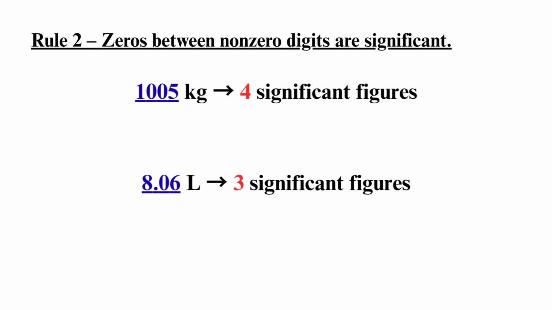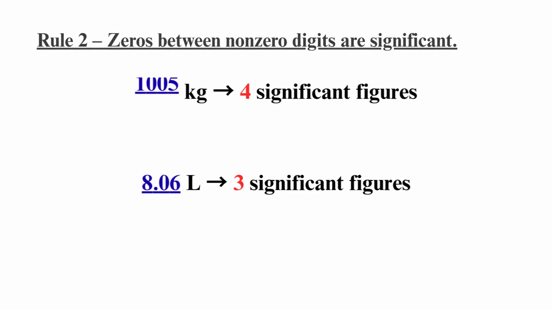Rule 2. Zeros between non-zero digits are significant. Zeros that appear between non-zero digits, often called captive or interior zeros, are always significant because they represent actual measured values rather than placeholders. These zeros indicate the precision of the measurement and the instrument's ability to detect detail. For example, a mass recorded as 1,005 kilograms contains 4 significant figures, with the zeros between the 1 and 5 contributing to the overall precision. Similarly, a volume measured as 8.06 liters has 3 significant figures, with the 0 between 8 and 6 being significant.